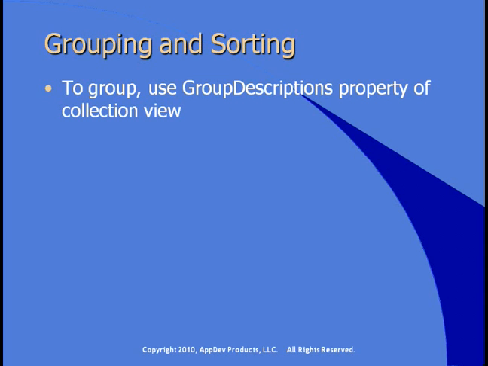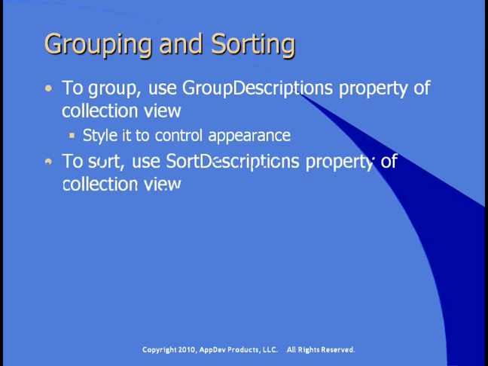So to group, you use the group descriptions property of the collection view. And the collection view is the view based on the underlying collection, whether it's customers, orders, order details, what have you. You can style the data grid to control the appearance of groups. And to sort, you use the sort descriptions property of the collection view. And as you know by now, the sort descriptions property contains sort description structures that specify the column to sort on and the order.